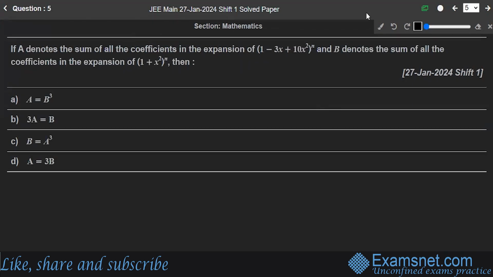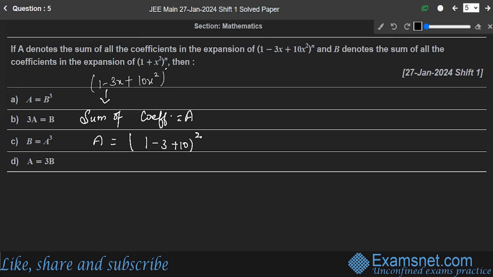Question number 5. A denotes the sum of all the coefficients in the expansion of this, and B denotes the sum of all the coefficients in the expansion of this expression. Then which of the following is true about A and B? The first expression is 1 minus 3x plus 10x squared. You are given that the sum of coefficients for this is equal to A. So A will be given by 1 minus 3 plus 10, whole raised to power n, not 2.